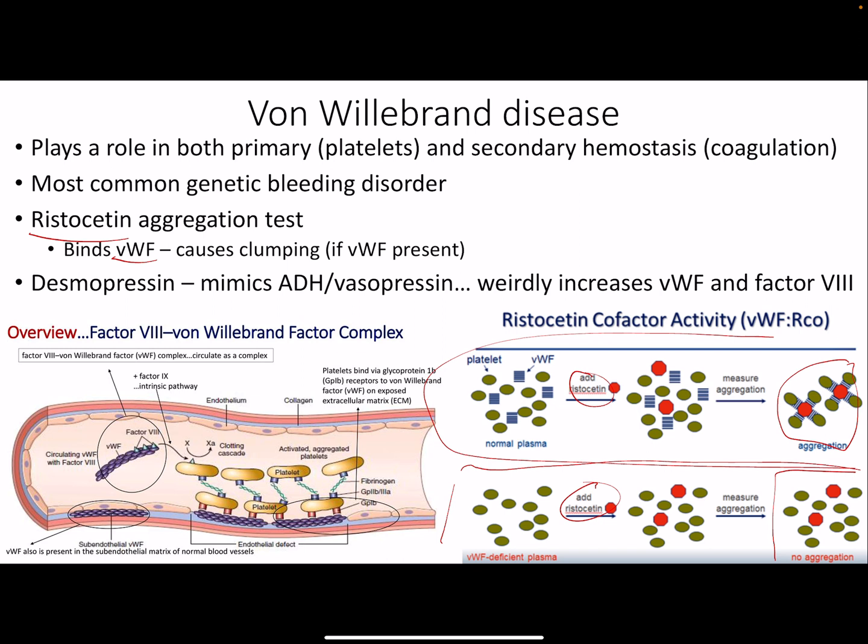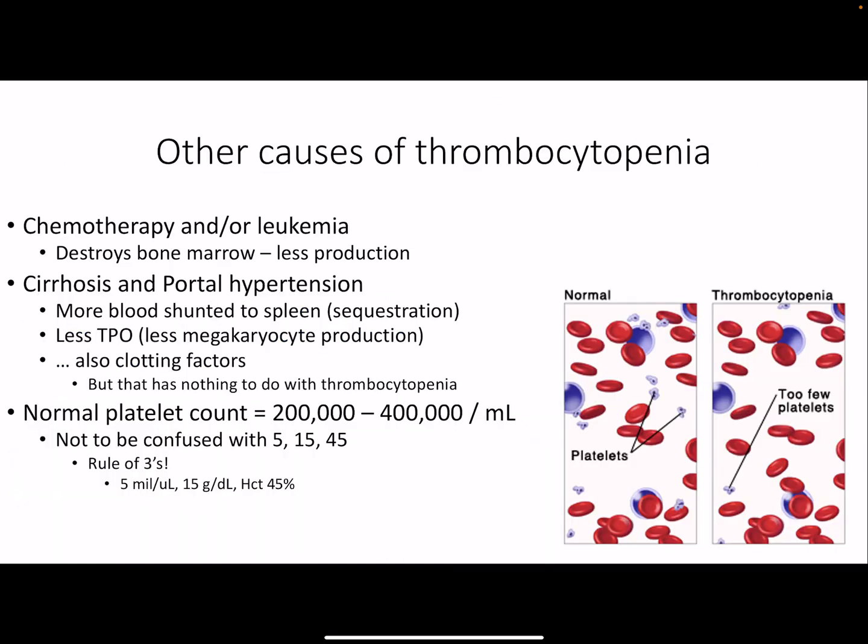So like we saw earlier, desmopressin randomly mimics vasopressin. Well, maybe that's not random, but what's random is that it increases von Willebrand factor and factor VIII. Other causes: chemotherapy and leukemia can destroy the bone marrow, which means we have fewer megakaryocytes and less platelet production. Cirrhosis and portal hypertension: remember, the liver is going to generate all of the clotting factors except for factor VIII, which is made in endothelial cells. And so the clotting is going to go down.